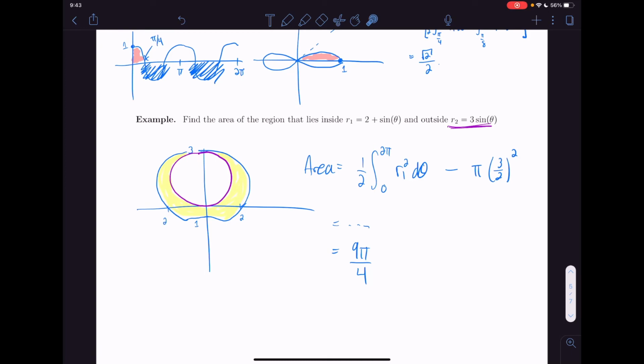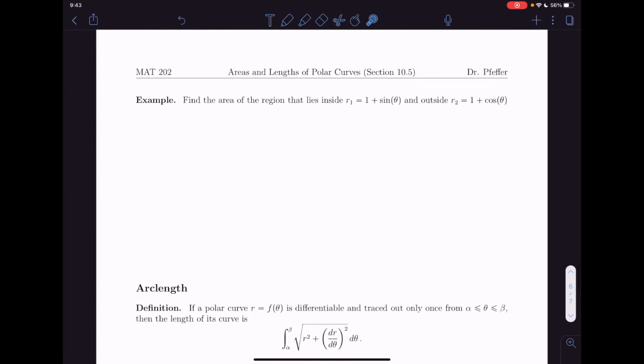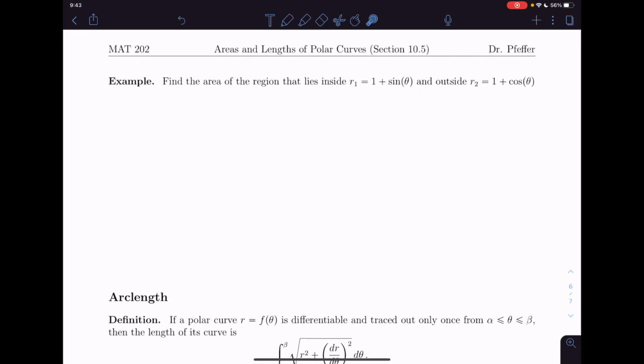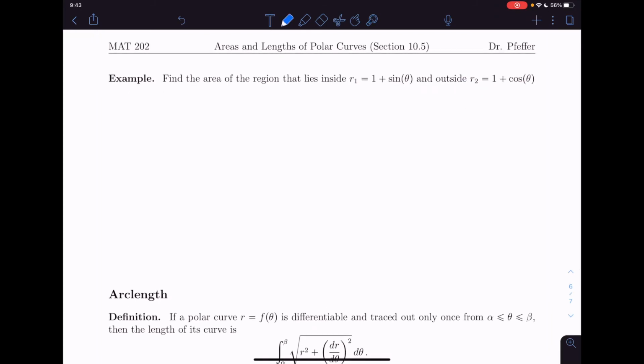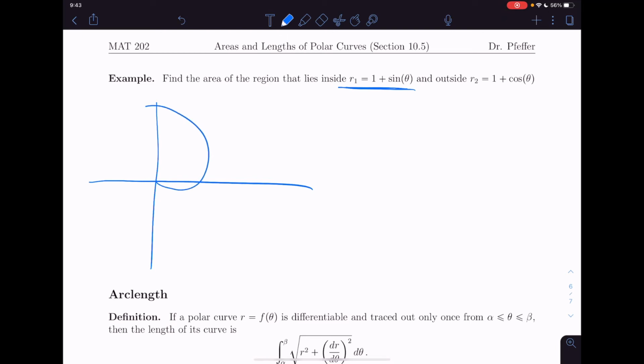Let's take a look at one more example before we move on from this topic. Here we have 2 different cardioids, one pointing upward, one pointing to the right. And so if I were to take a look at both of their graphs, R1 is going to be a cardioid pointing upward. So that's going to be that. And if I were to graph in purple, R2, that's going to be a cardioid pointing to the right.